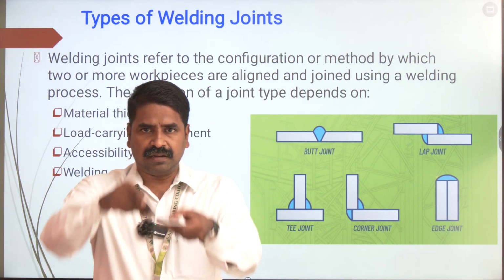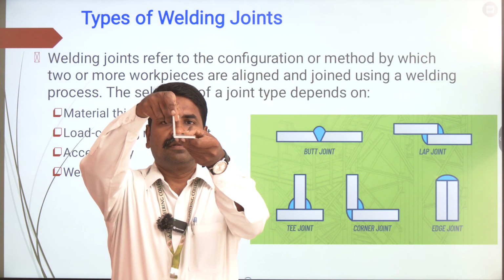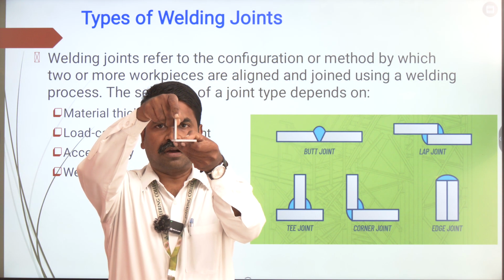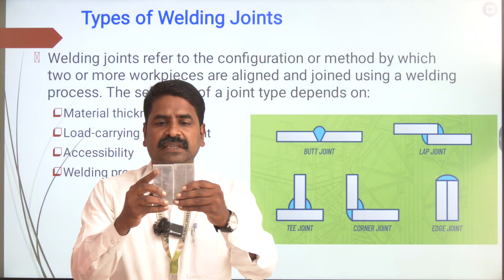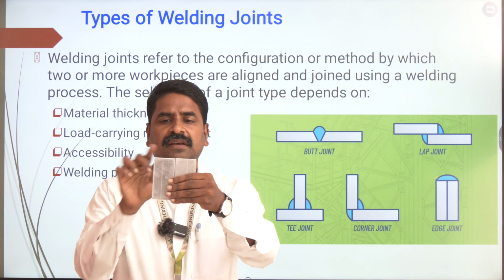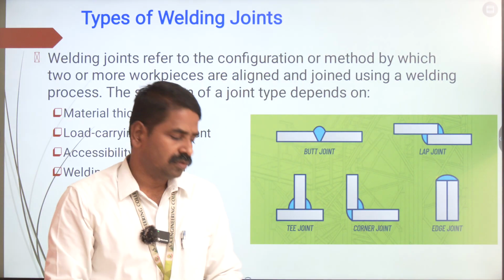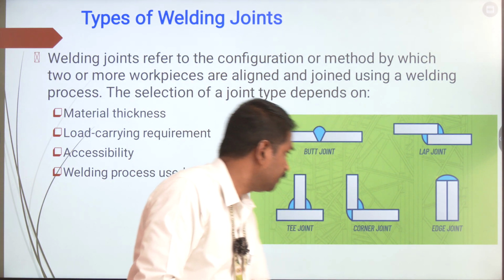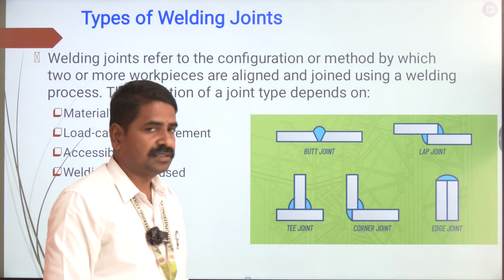And this is going to be your corner joint. You can see over here, the joint is going to occur at the corners, and in the form of the edge joint, the joint is going to take place at the edges, as you can see over here. So this is about the different types of welding joints.